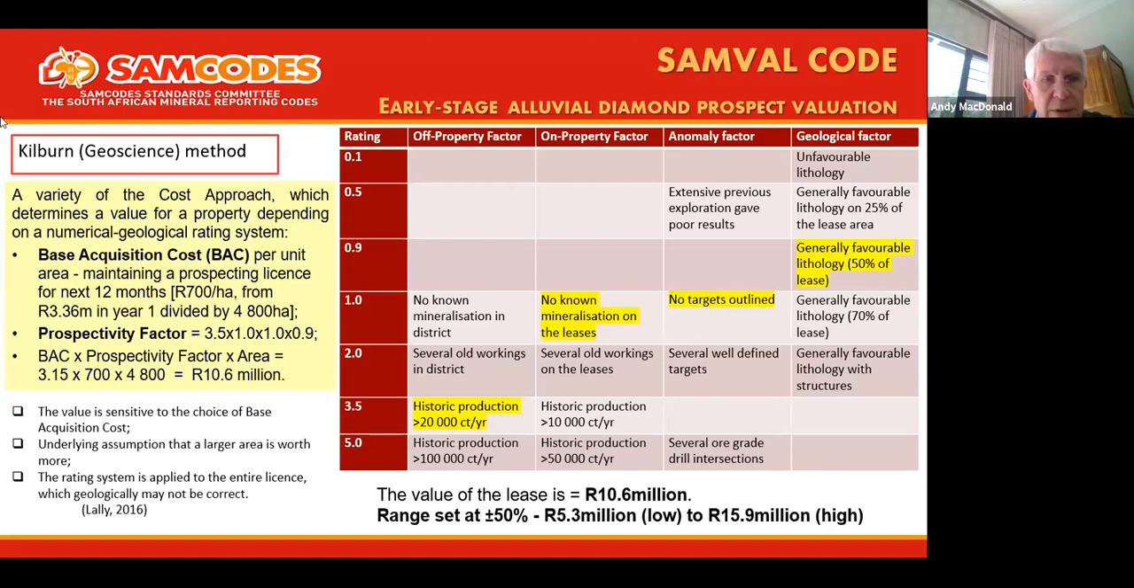You need a base acquisition cost, a prospectivity factor, and then they apply it into a formula. So for the base acquisition cost here, all I've taken is the first year of expenditure for the next 12 months, so that the 3.36 million rand becomes 700 rand per hectare.